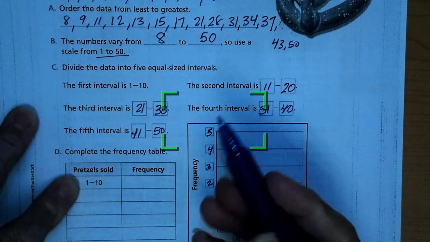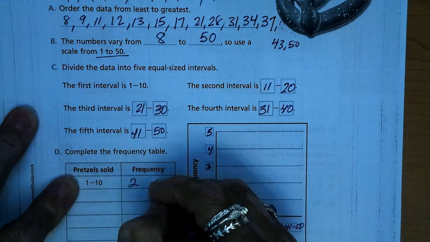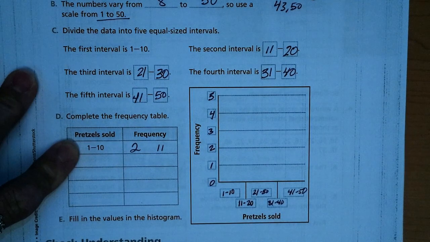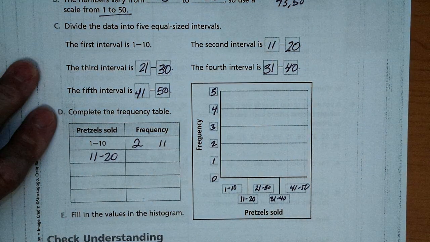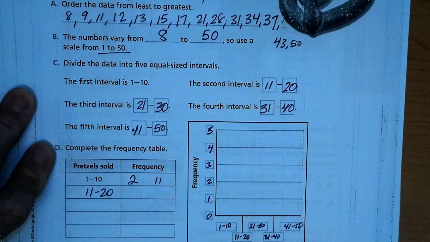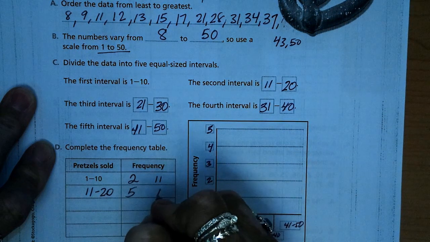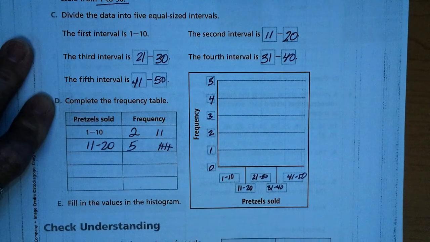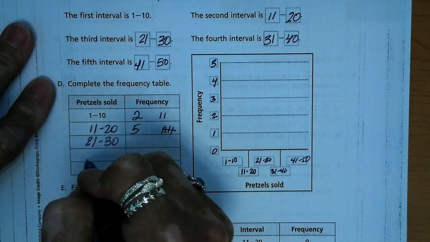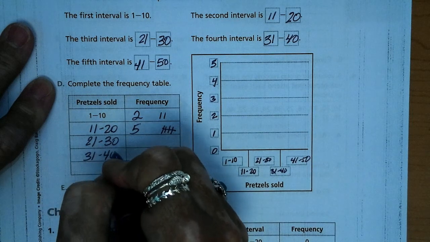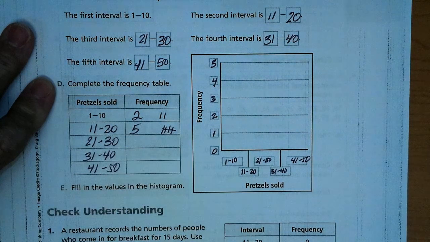Yep, so it looks like 2. So I can put the number 2 or I can put 2 tally marks, however you want to do it. Okay, so 11 to 20: 1, 2, 3, 4, 5. So once again, you can put the tally marks or just write the number. So 21 to 30, 31 to 40, 41 to 50.